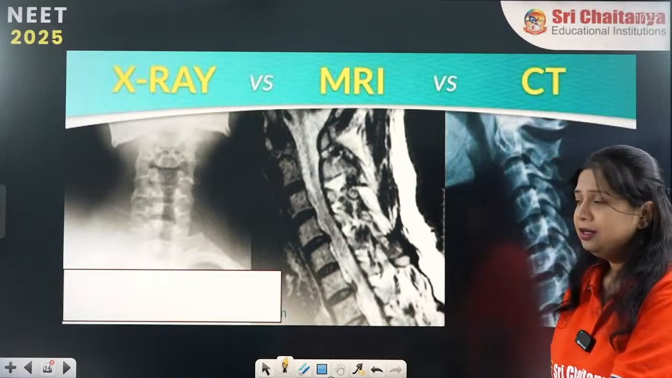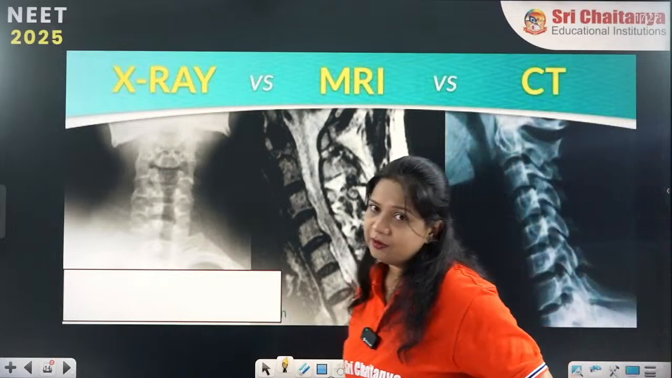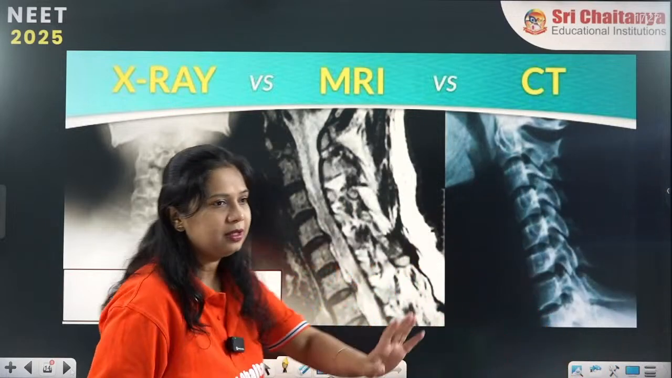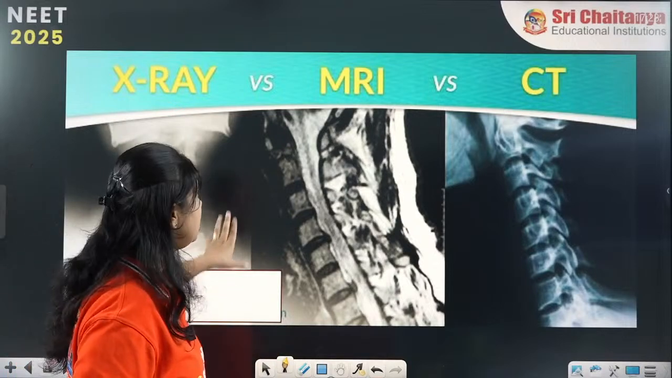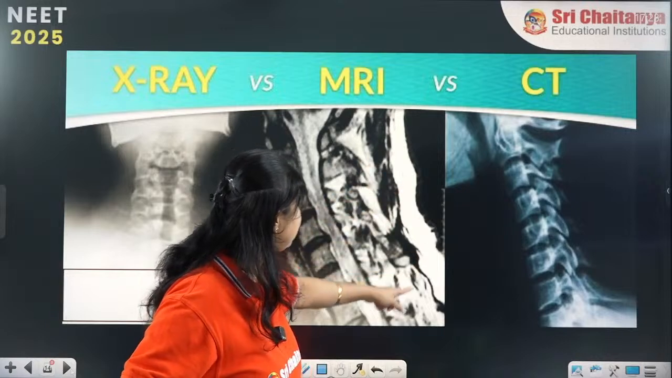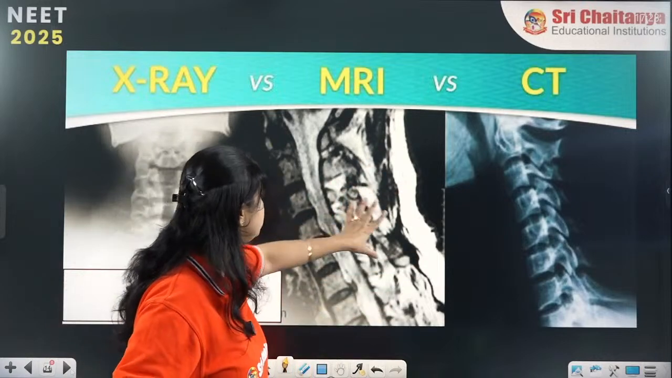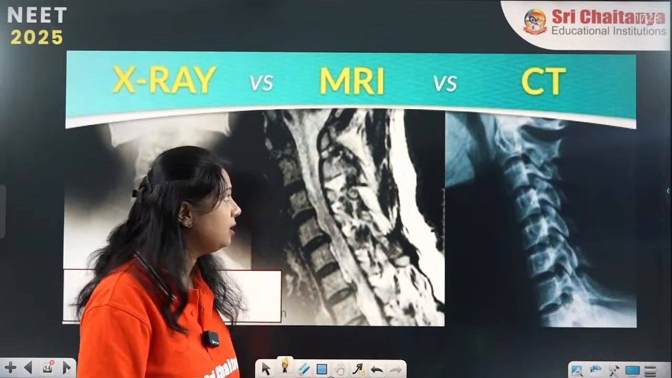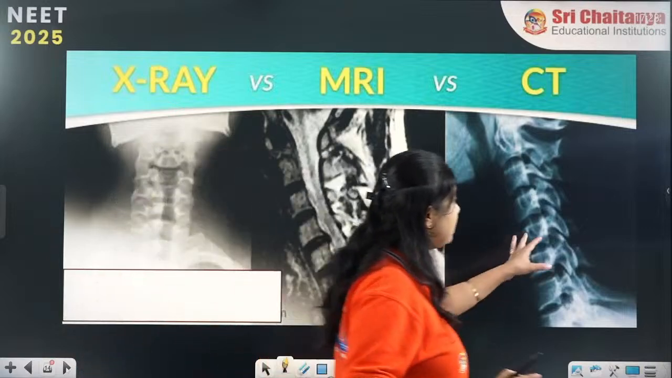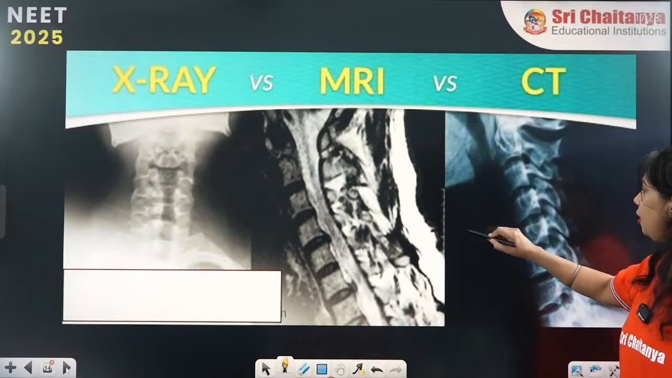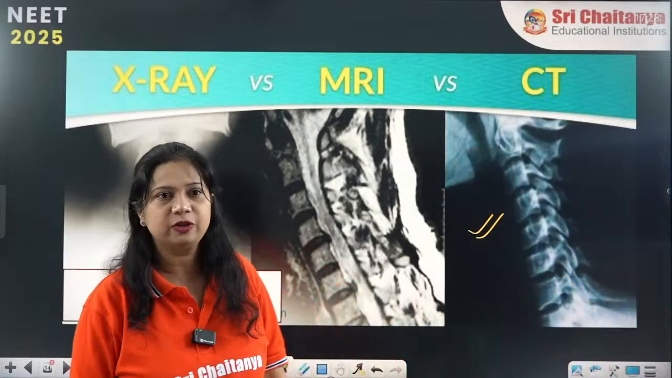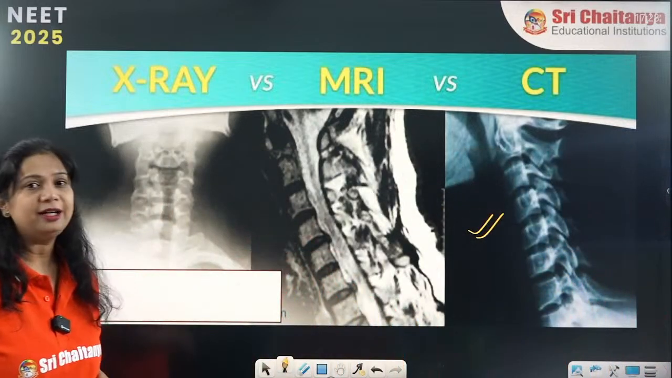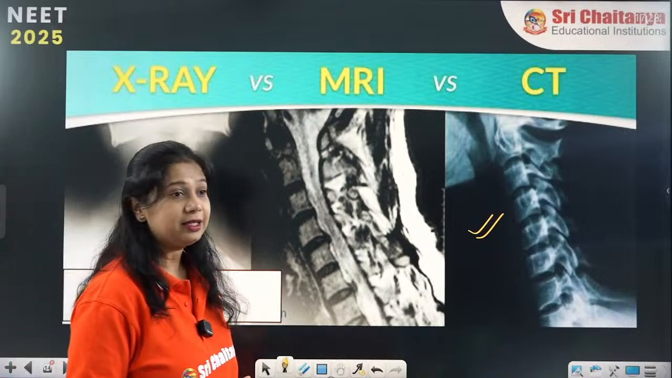These are the differences in the images of X-ray, CT scan and MRI. See here, X-ray is a two-dimensional image. MRI produces a three-dimensional image in which soft tissues, bones, everything will be observed. And CT scan produces the three-dimensional view of the X-ray. This is the two-dimensional view of the X-ray, and that is the three-dimensional view of the X-ray, which is called the CT scan.